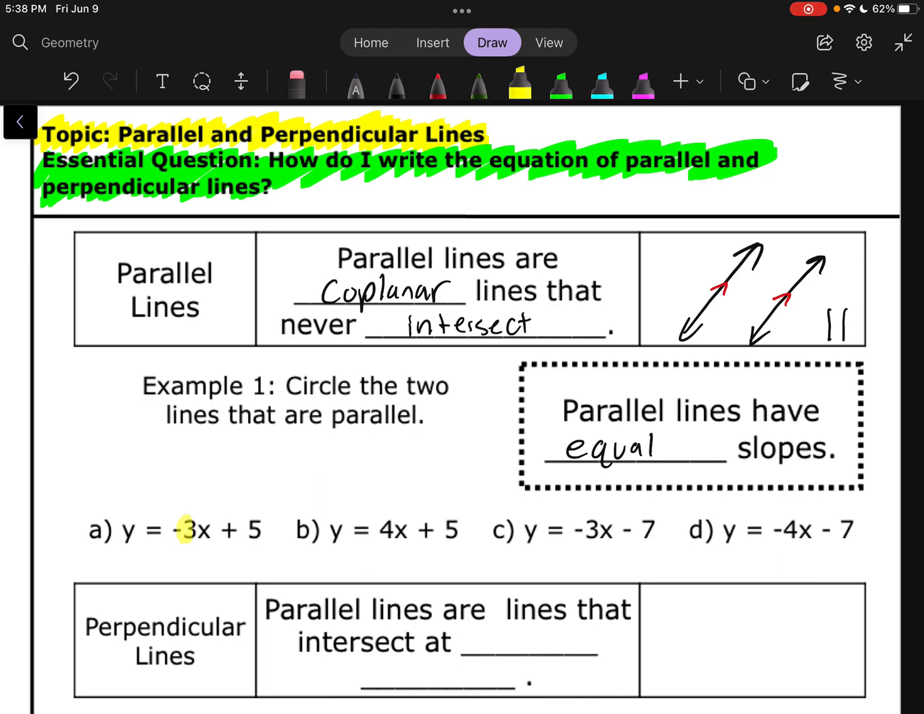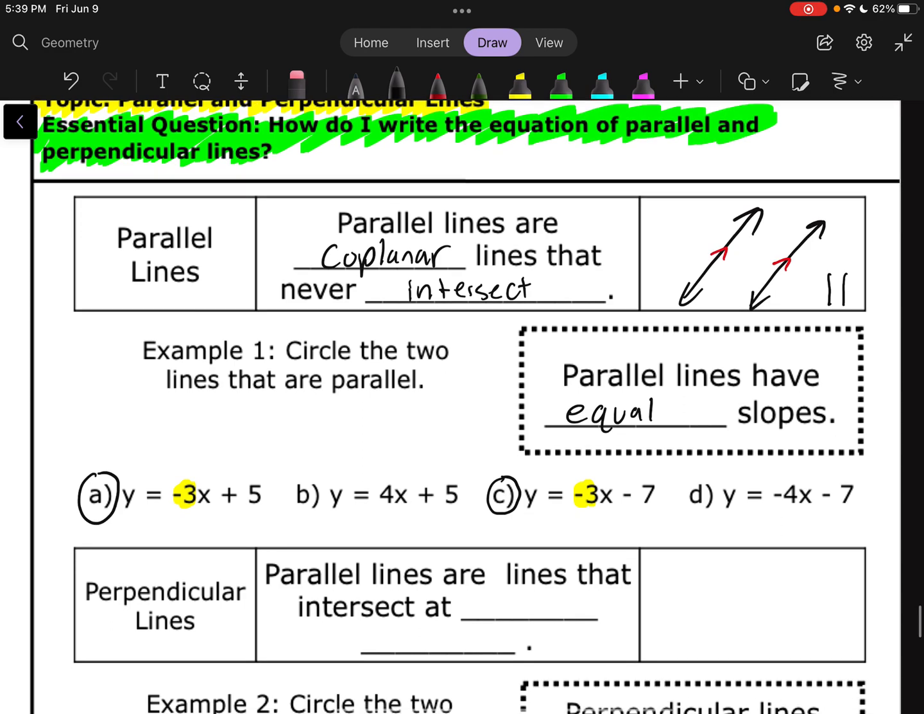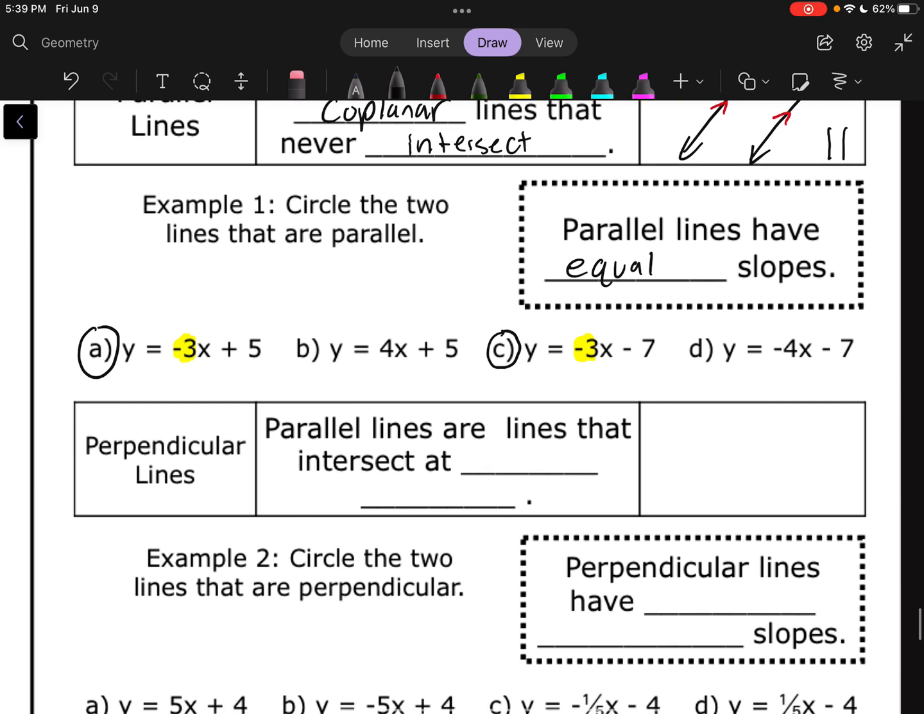Notice right here, y equals negative 3x plus 5. And then option C has y equals negative 3x minus 7. So those are going to be the 2 lines that have the same slope. They're both written in slope-intercept form, where that coefficient on the x is your slope. The other one's the 4 and the negative 4. They're close, but they're opposites, so no good there. So parallel lines have equal slopes.